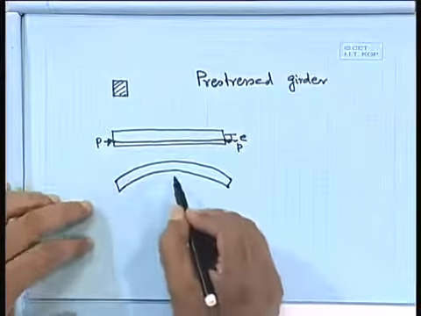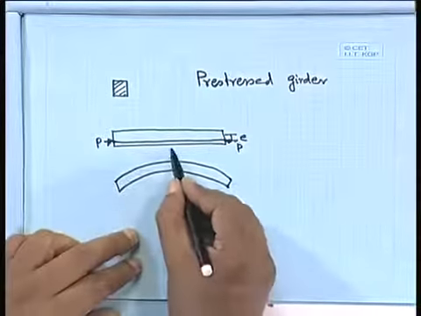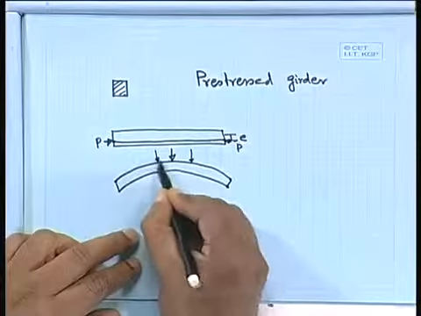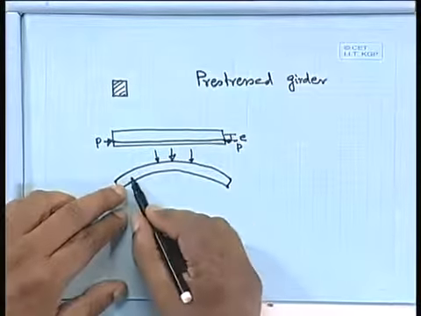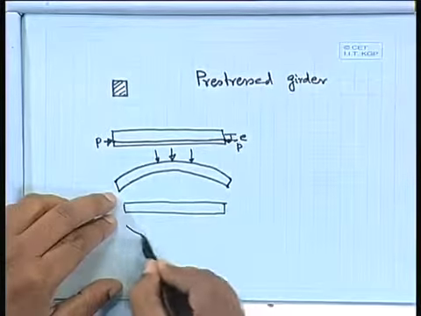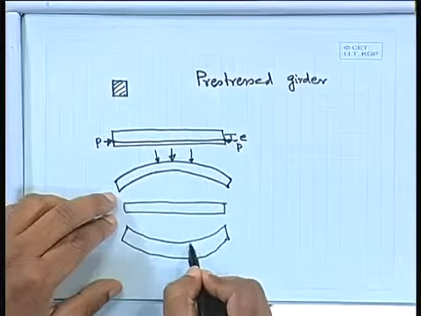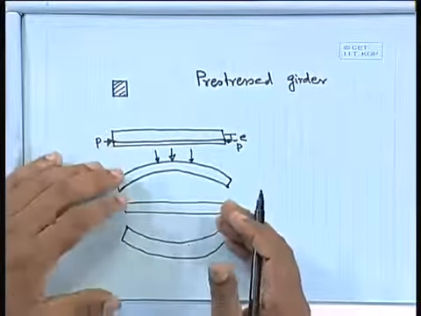What happens here? For failure, if we apply the load like this, then what will happen? It has to first neutralize and then move. So automatically you can understand that it will take more load.